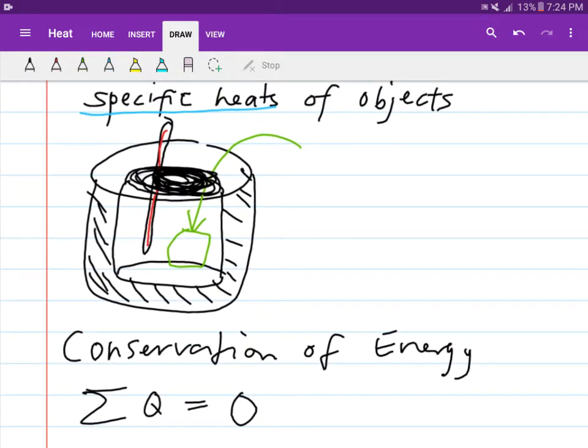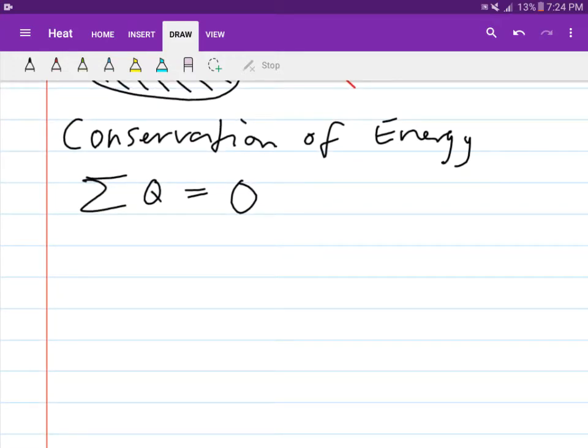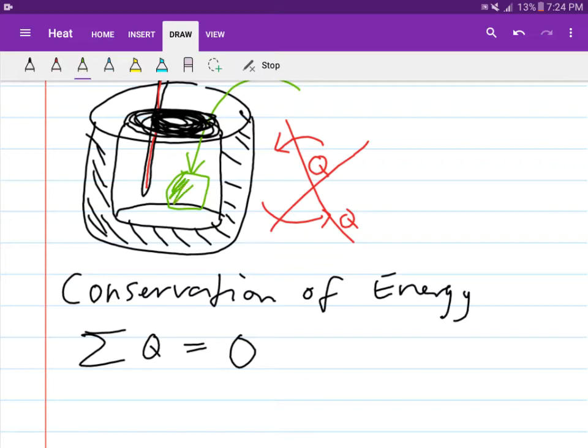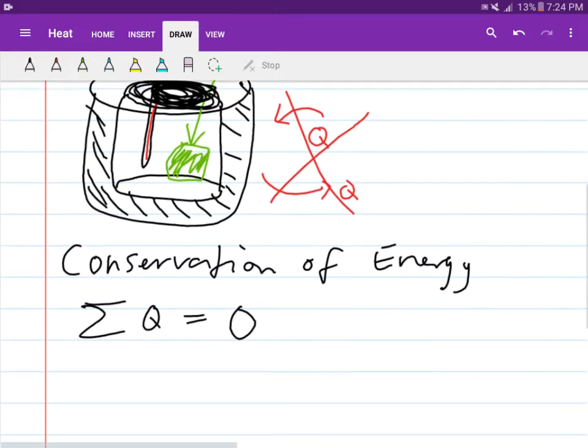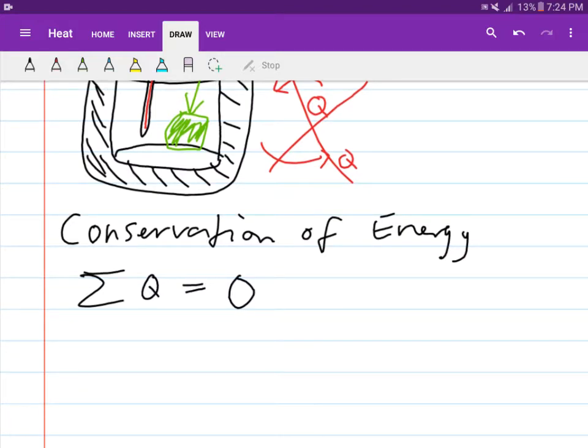So no heat should be entering this object, and no heat should be leaving the calorimeter. So for example, your specimen is at a temperature, say a hot temperature, and inside the calorimeter you have a cold temperature.